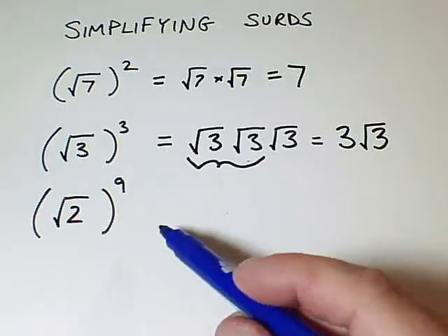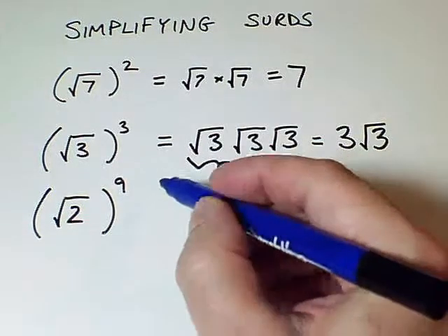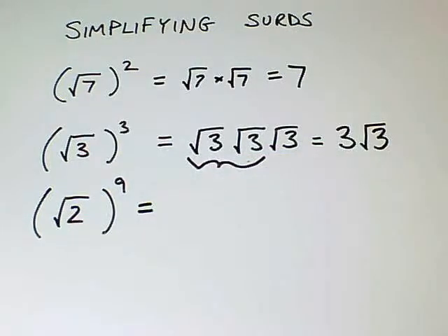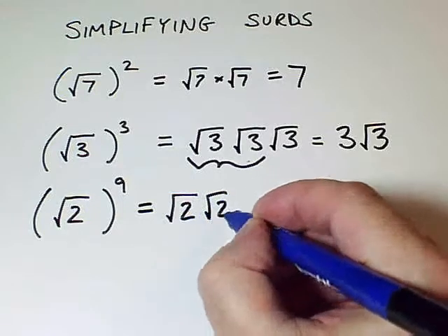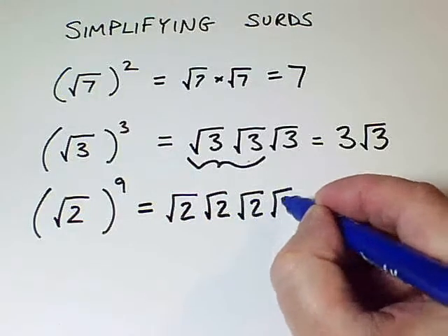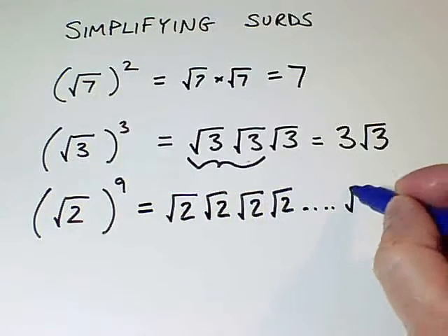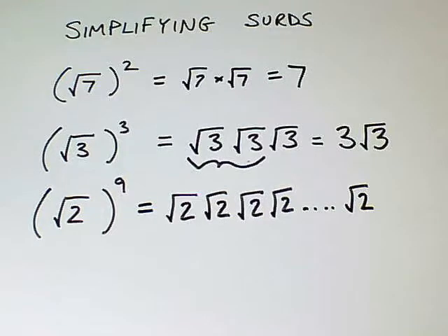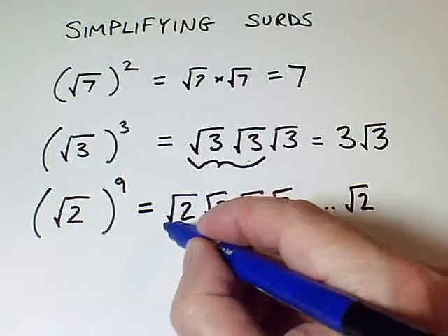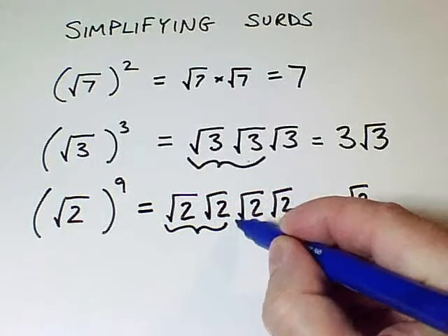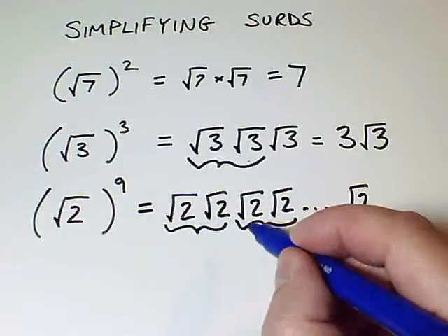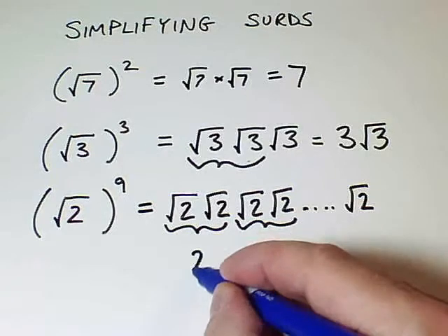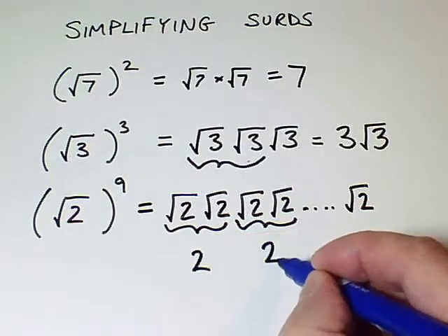And then I've got the square root of 2 to the power of 9, which is just like the previous one, except I've got several pairs of the square root of 2. So it's the square root of 2 times the square root of 2 times the square root of 2, dot dot dot, times the square root of 2 at the end. I'm not going to write them all out, but I can see that each pair of the square root of 2 times itself is going to equal 2. So that's going to equal 2, that's going to equal 2.